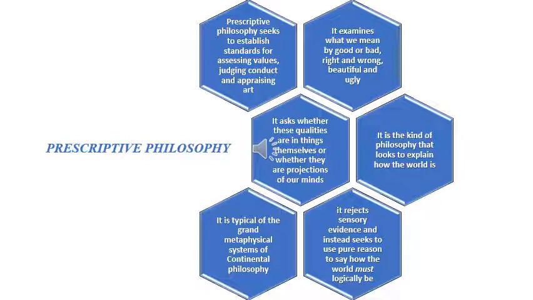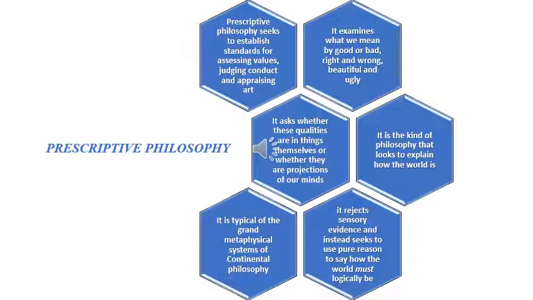This method of doing philosophy examines what we mean by good or bad, right and wrong, beautiful and ugly. They tend to ask in the process whether all these are qualities in themselves or they are projections. Philosophers are engaged in philosophizing through assessing standards, bringing out standards that will help us not only understand, but establish standards for assessing what really is left or right. Why is it somewhere on the right? Why is it somewhere on the left? So here, philosophers are engaged in doing that.